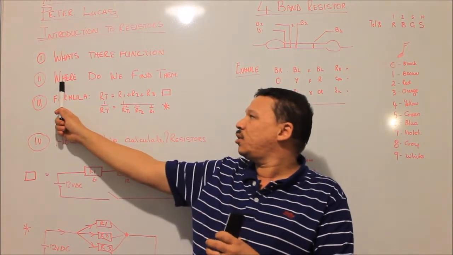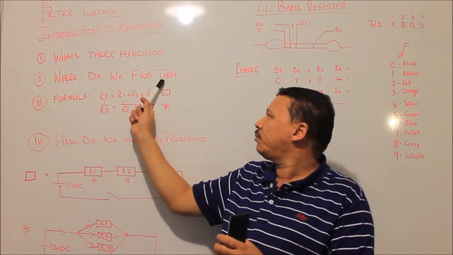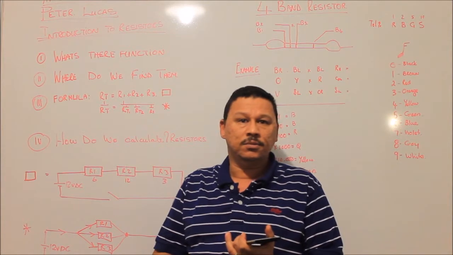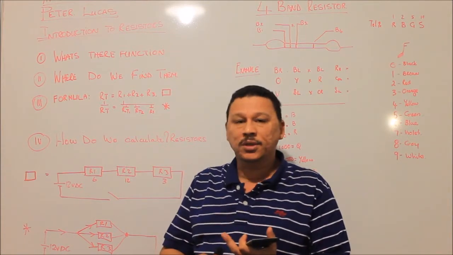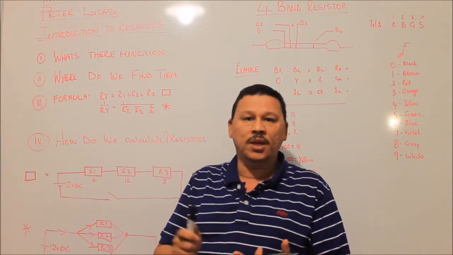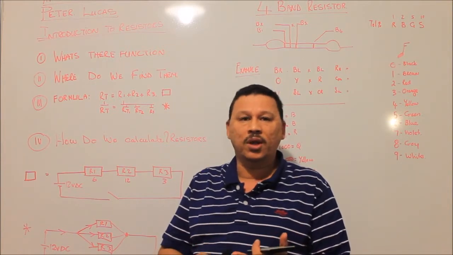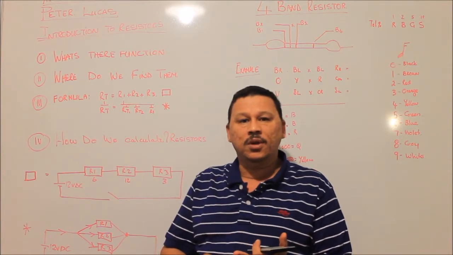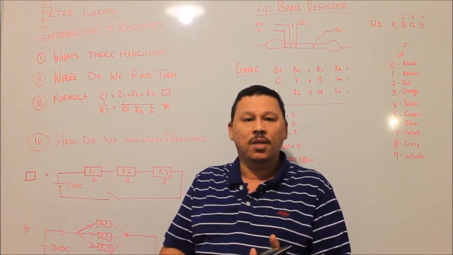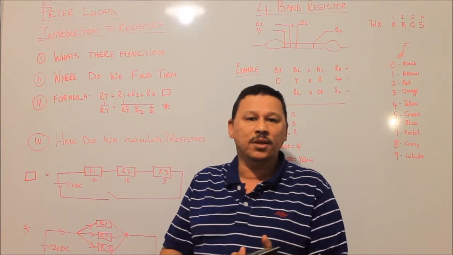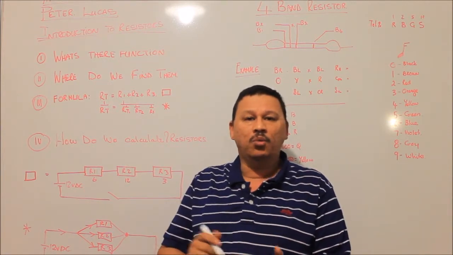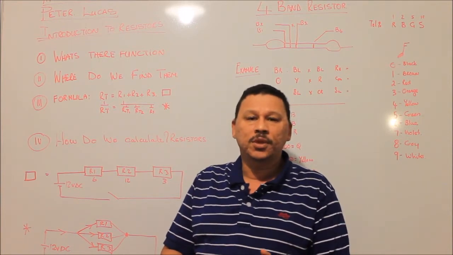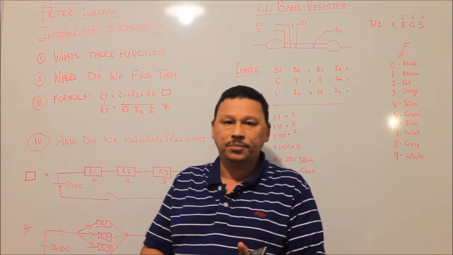The second thing that we need to know, where do we find them? We find them in electrical circuits, we find them in electronic circuits, and basically anything with a television, a radio, will have a resistor inside. You will find different sizes of resistors, 1 watt, 5 watts, 10 watt resistors, and with multiple resistor values, from 0.1 ohm to 50 mega ohm.